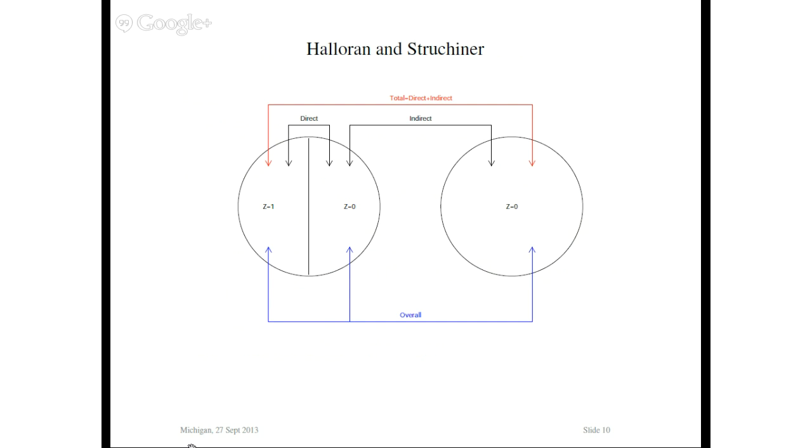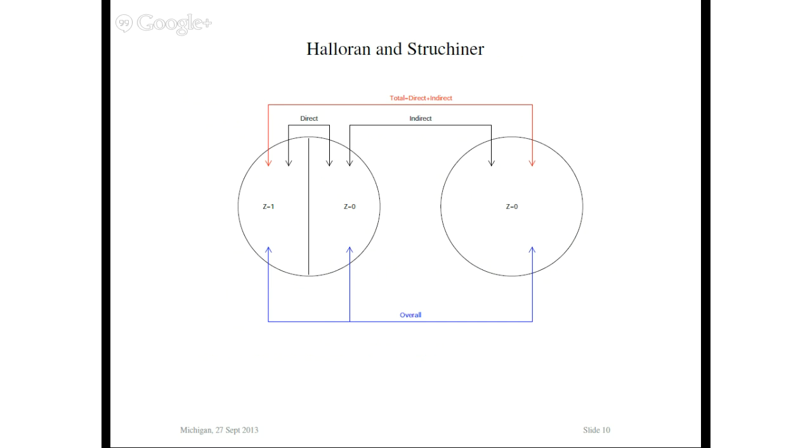So Betz Halloran and her colleague Struchiner in the 90s wrote a couple papers sort of thinking about these ideas. They were sort of thought pieces. There wasn't a lot of statistics in them. And they suggested we could think about four different types of causal effects that we might want to be interested in when there's interference. And so this schematic depicts those four effects, and we'll make these more precise in a few moments.